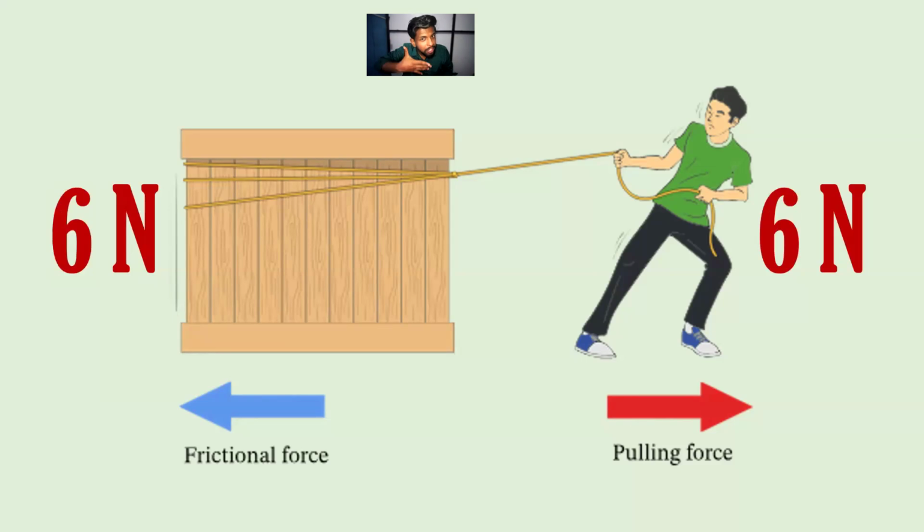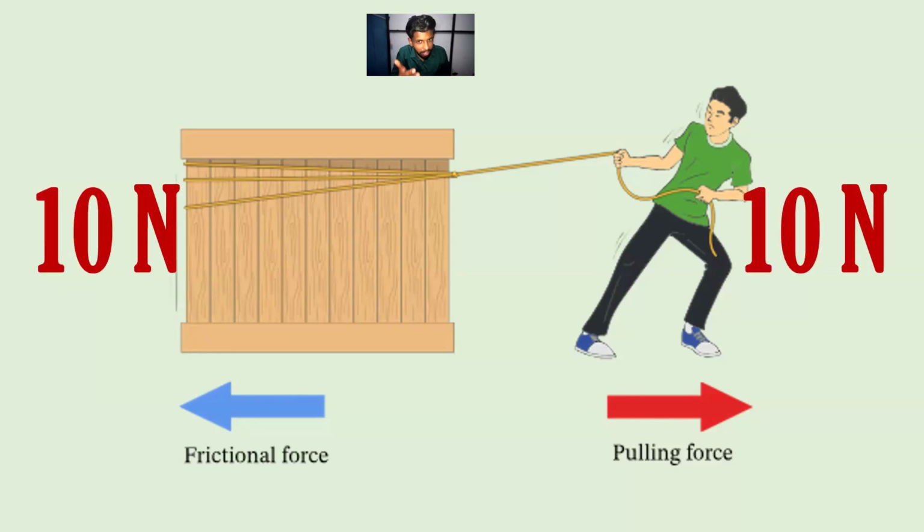So when I am increasing the force, frictional force also got increased. 7, 8, 9, 10, 11. When I am applying 11 Newton, the surface cannot give 10 Newton. They can only give 10 Newton. The maximum frictional force they can give is 10 Newton. So beyond that limit, they cannot give the force. The maximum will be 10.